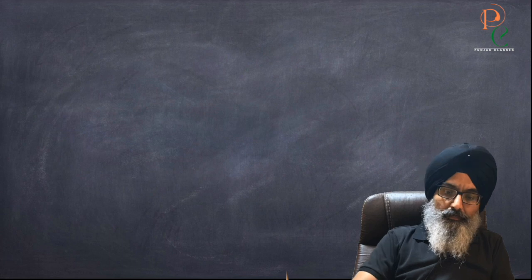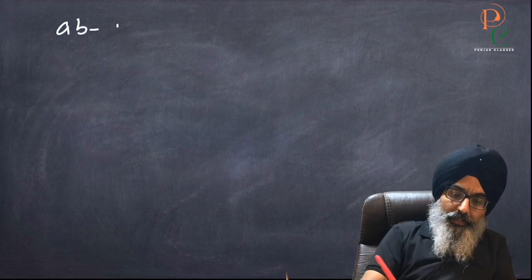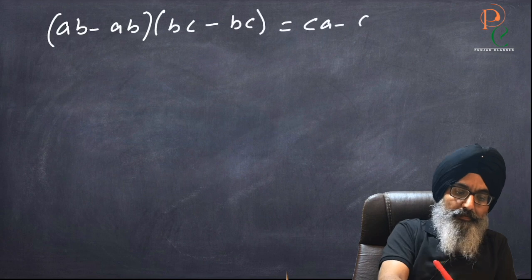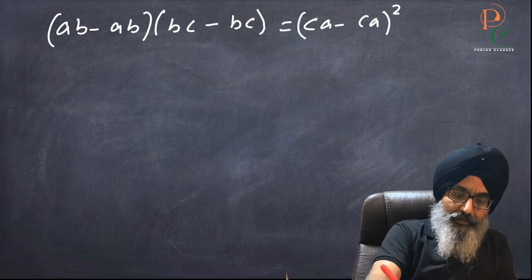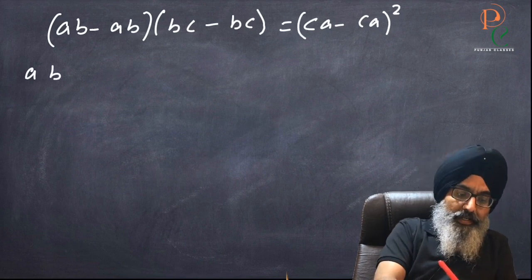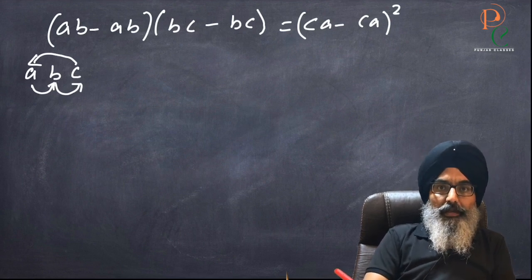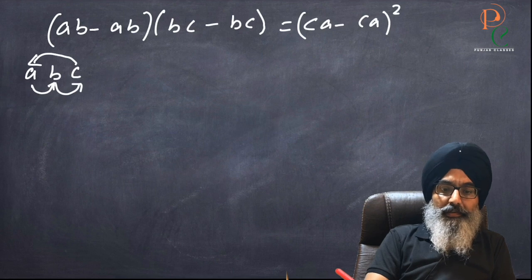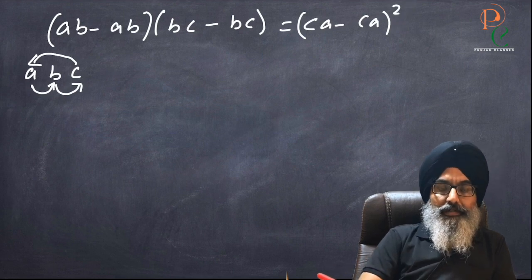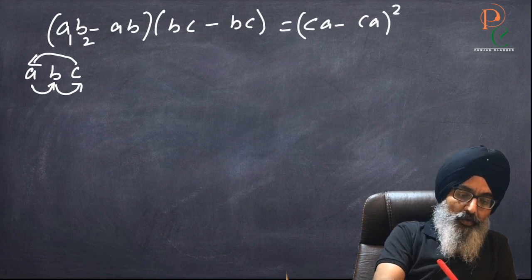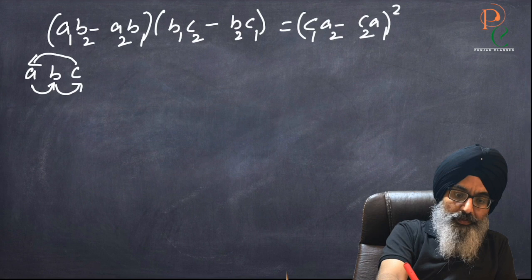What I do is I write AB minus AB, then BC minus BC, equals CA minus CA whole square. That is, I have written these terms by considering a cyclic order of ABC: AB, then BC and then CA. So I multiply AB minus AB into BC minus BC equals CA minus CA and put a square on the right side term. Now I put up the subscripts: 1 2, 2 1, 1 2, 2 1, 1 2, 2 1. That's it.